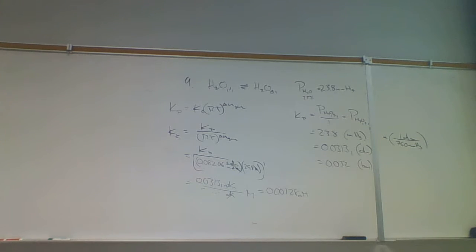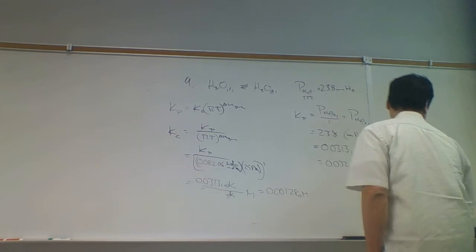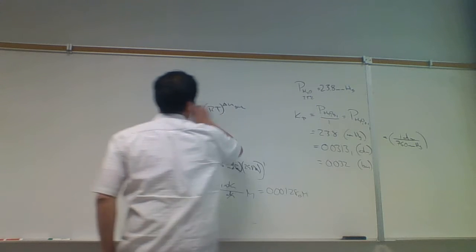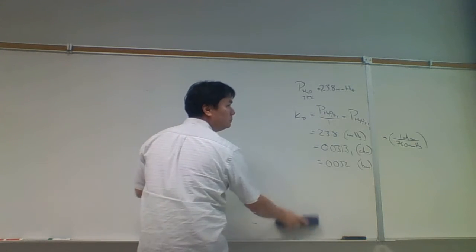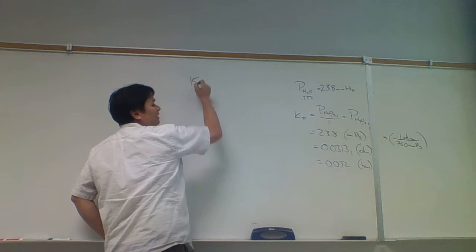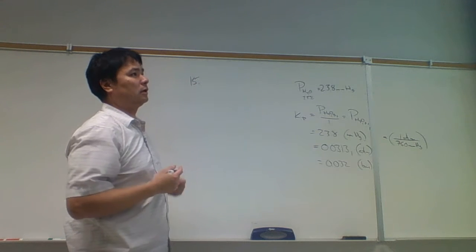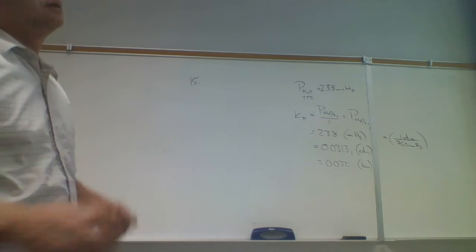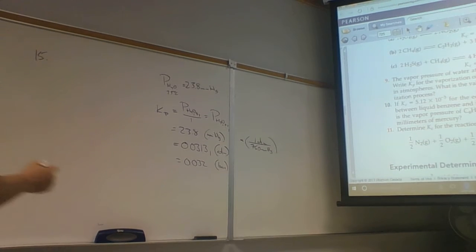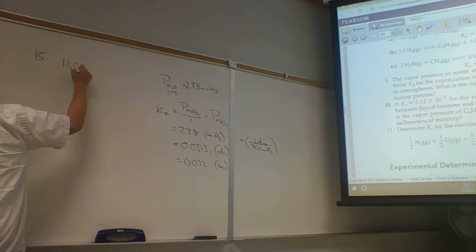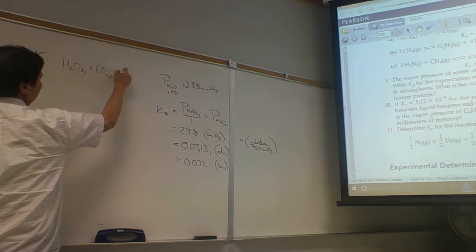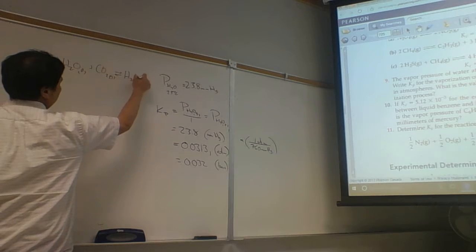And then we have these two problems at the end here. An important environmental and physiological reaction is the formation of carbonic acid from carbon dioxide and water. So let's take a look at that. If we look at 15 here, this is carbonic acid formation: H2O liquid plus CO2 gas goes to H2CO3.